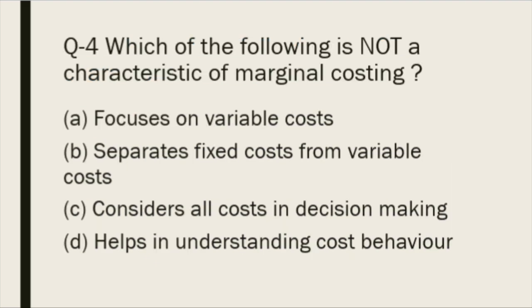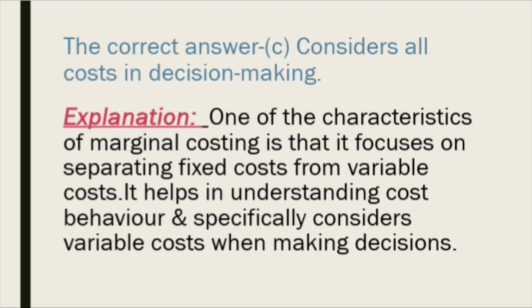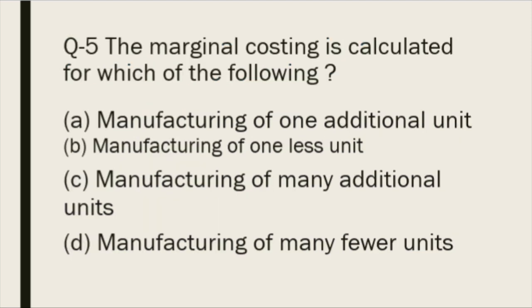Now, the next question. Which of the following is not a characteristic of marginal costing? The four options are focuses on variable cost, separates fixed cost from variable cost, considers all cost in decision making, helps in understanding cost behavior. The correct answer is considers all cost in decision making. The reason is that one of the main characteristics of marginal costing is that it focuses on separating fixed cost from the variable cost.